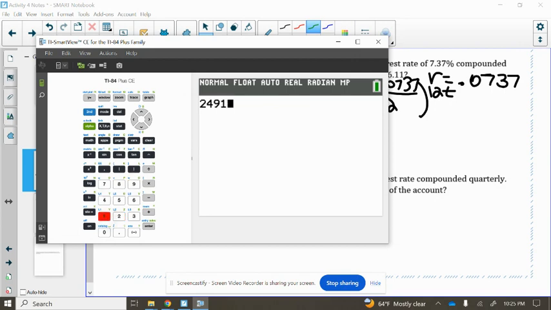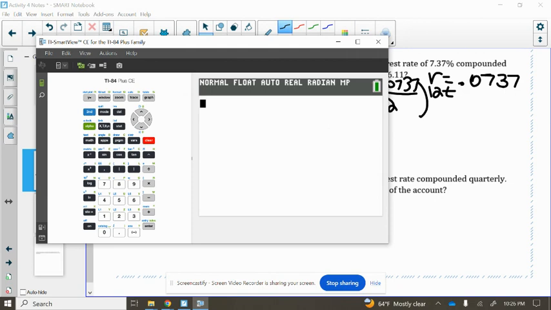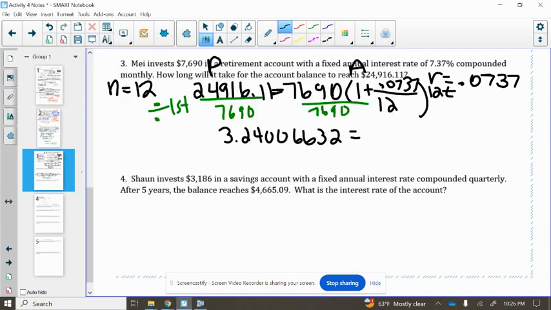So 24,916, and we're going to divide by that principal amount of 7,690. And what's happening is on the left-hand side, we have this 3.24. On the right-hand side, though, we still have the parentheses to the t power. So inside the parentheses, I have 1 plus 0.0737 divided by 12. Oops, not 112, just 12. And this is inside of my parentheses.